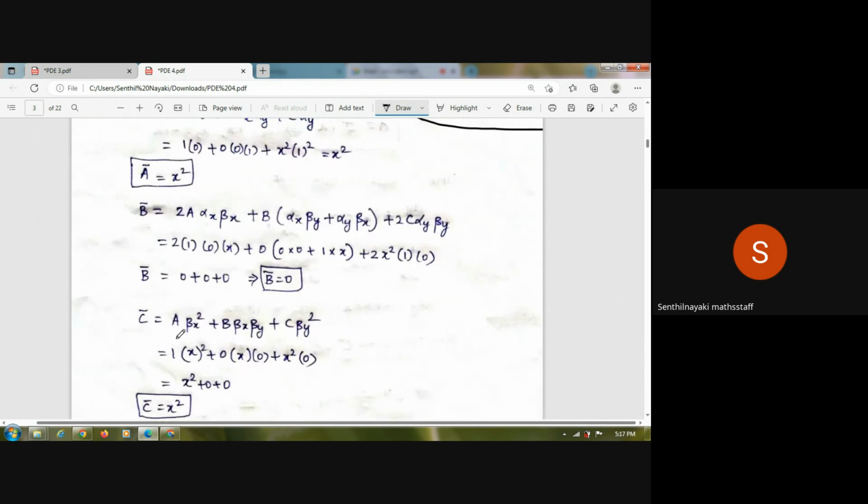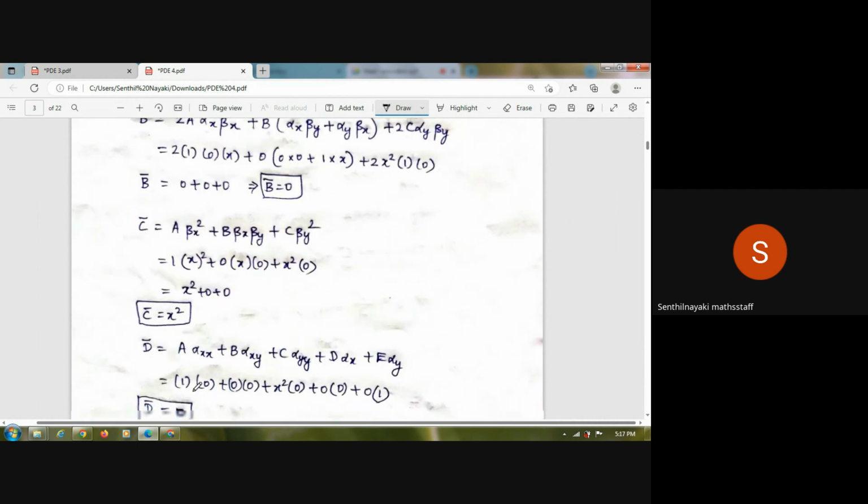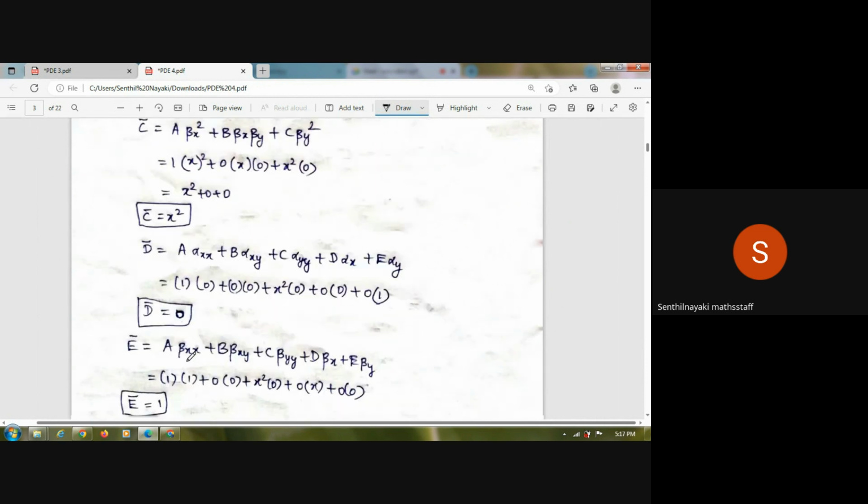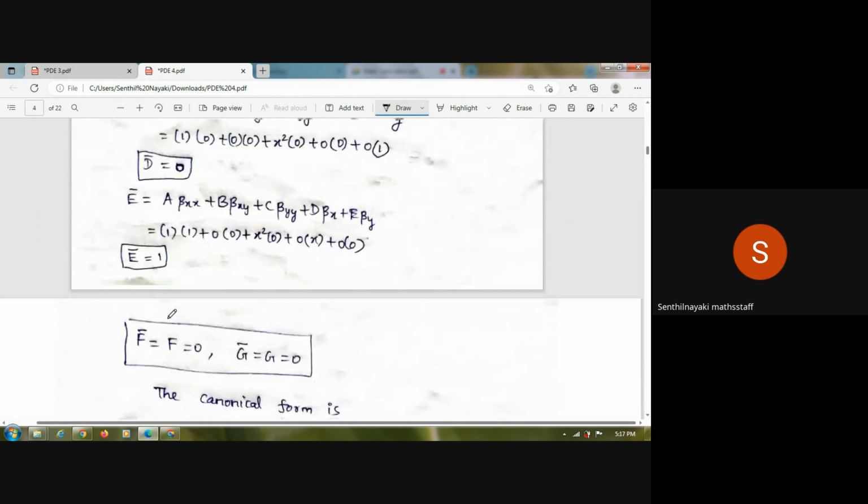Next, c bar. C bar formula is a into beta x square plus b into beta x beta y plus c into beta y square. Substitute all those values, then c bar equals x square. Similarly, we can find out the values of d bar, e bar and f bar. F bar is simply f. So here in the given equation there is no f term, therefore that is 0, and there is no g term, therefore g bar is also equal to g, which is also 0.